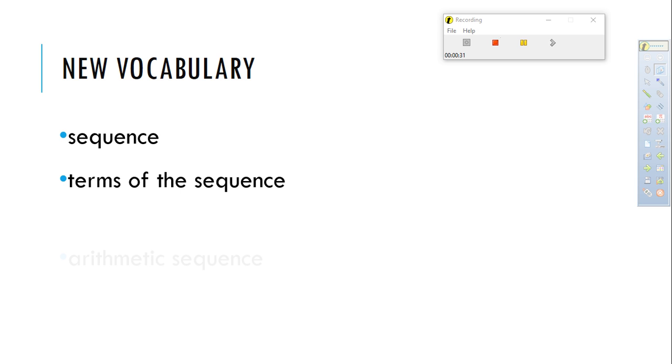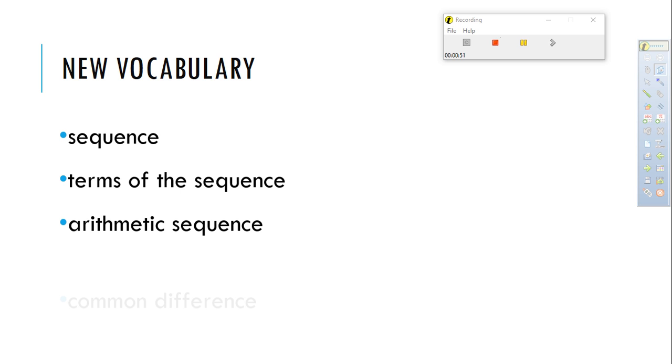Arithmetic sequences are when you add or subtract to find your common pattern. So maybe your first term is 5, and then your rule is to add 2. Your first term would be 5. Your second term would be 5 plus 2 is 7. Your third term would be 9, and so on. And then the common difference is just that rule, the rule of adding 2.